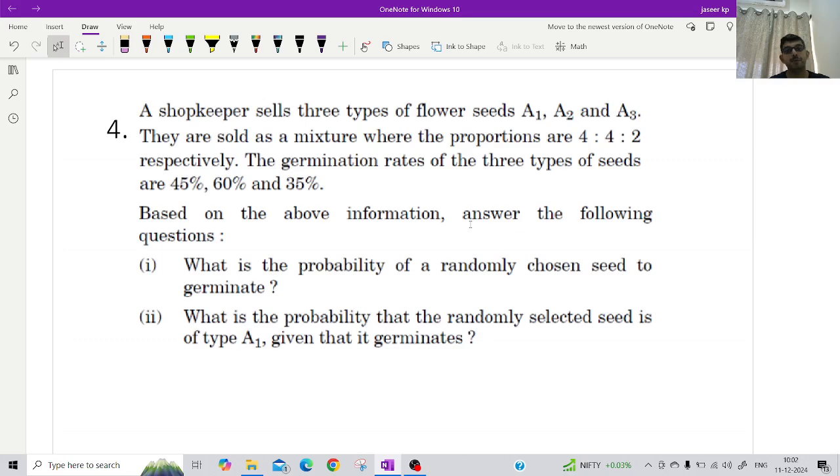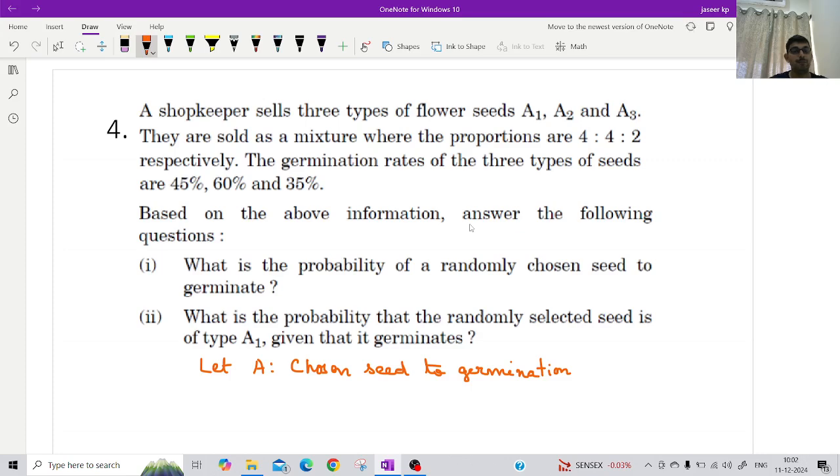The first question is, what is the probability of a randomly chosen seed to germinate? And second, what is the probability that the randomly selected seed is of type A1 given that it germinates? So there are three types of seeds and the probabilities of the seeds to germinate are also given. So we will take A as the chosen seed germinating. Germination is the main thing here, that is the event which has occurred in the second question also.